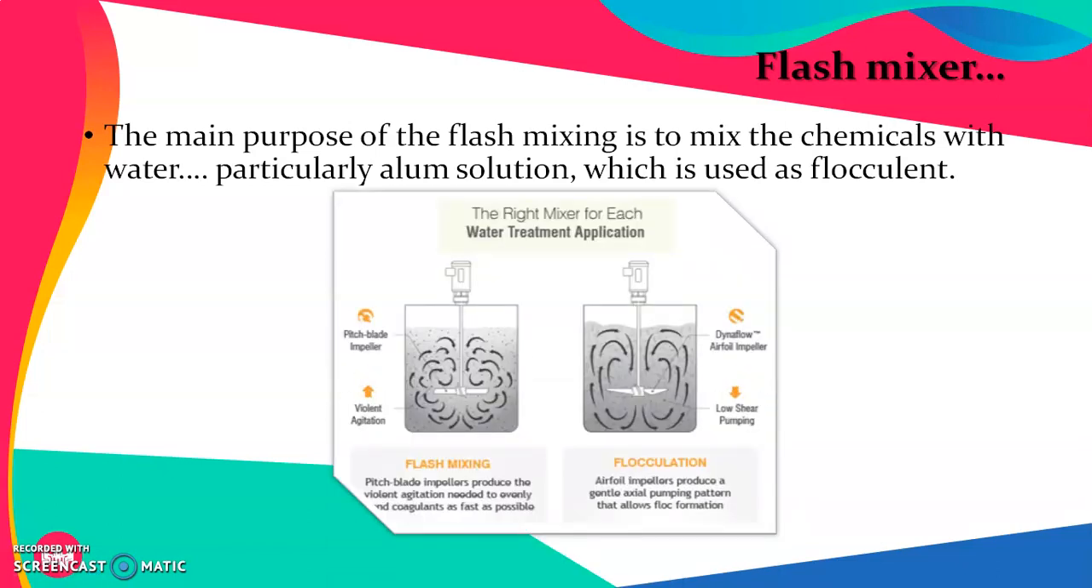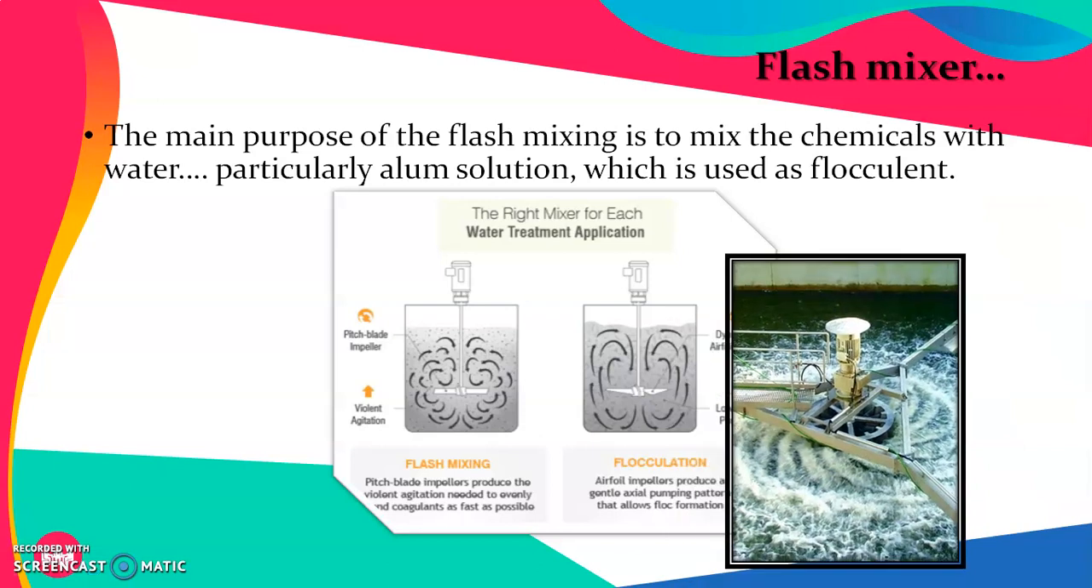This figure indicates the flash mixing and flocculation. Flash mixing is rather the rapid mixing. On the other hand, flocculation is the slow mixing to achieve the agglomeration of the particles which need to be settled. This figure indicates the flash mixer, or the view of the flash mixer from the top of the unit.